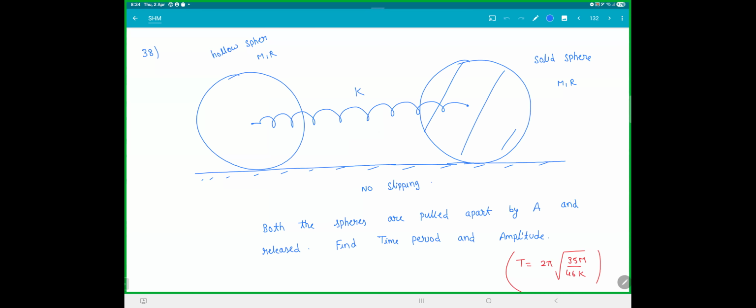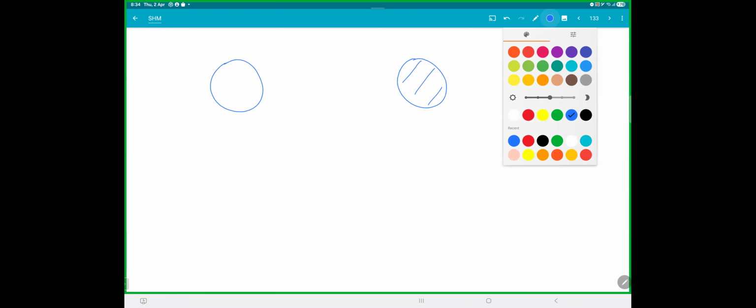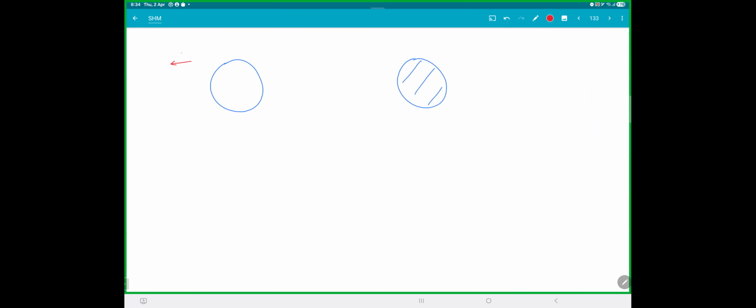So let's see. This is a hollow, this is a solid. Let's say this thing moves by distance x1 and let this thing move by distance x2. And because of x2, this will have an acceleration a2 and this will have an acceleration a1. Now, if you look at the forces, this will have a spring force, which is k into x. Remember, x is nothing but x1 plus x2. If you assume the left one is going x1 and the right one is going x2, then your elongation will be x1 plus x2.